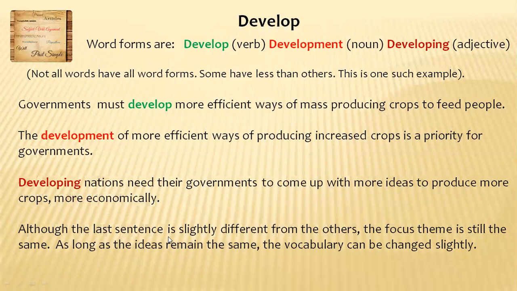So although the last sentence is slightly different from the others, the focus theme is still the same. It's about governments producing more crops to feed more people. So the three sentences follow the same theme, even though the last one's slightly different. As long as the ideas remain the same, the vocabulary can be changed slightly.